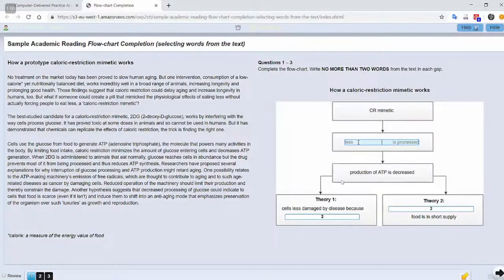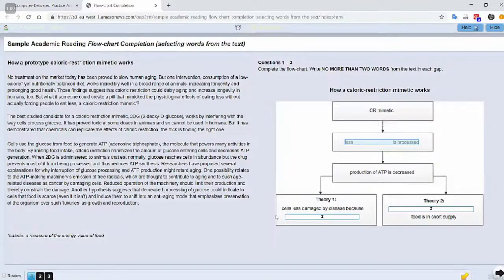Now, of course, this is a flowchart. A flowchart is a question that goes in order, right? First you're going to find where number 1 is, and then number 2, and then number 3. That's what we're doing in terms of a strategy standpoint. So when I'm first looking at this, I know I'm not going to find number 1 until after what's mentioned about CR mimetic, okay?